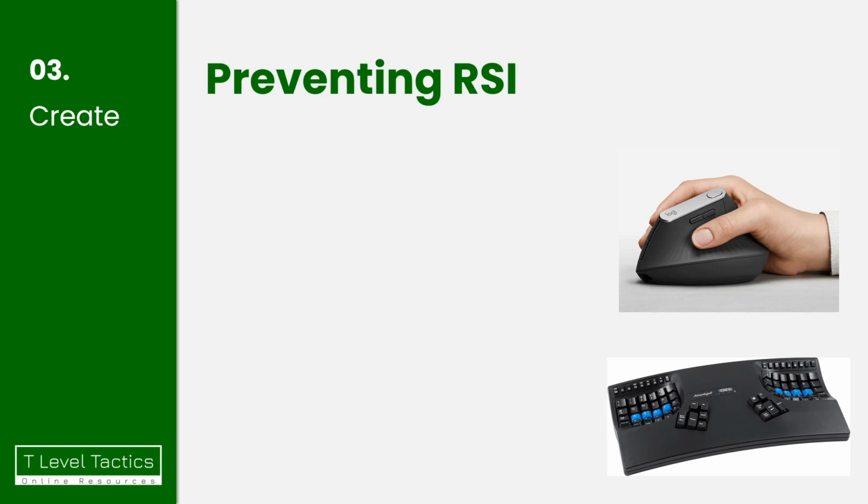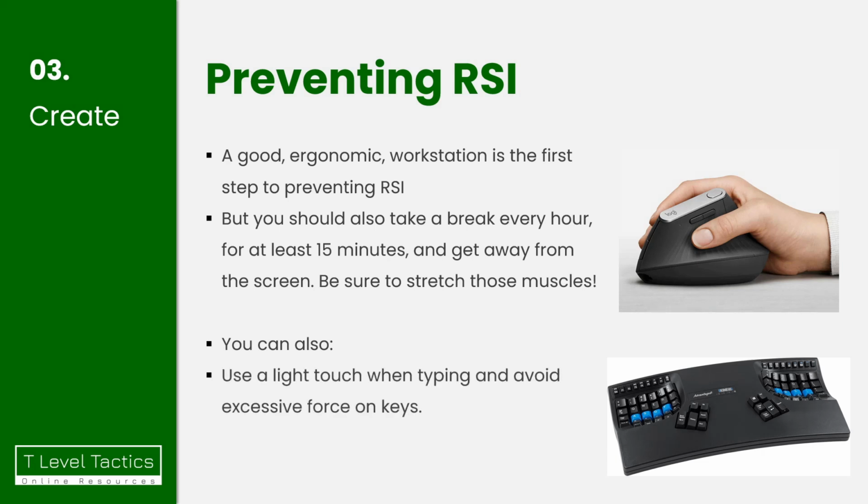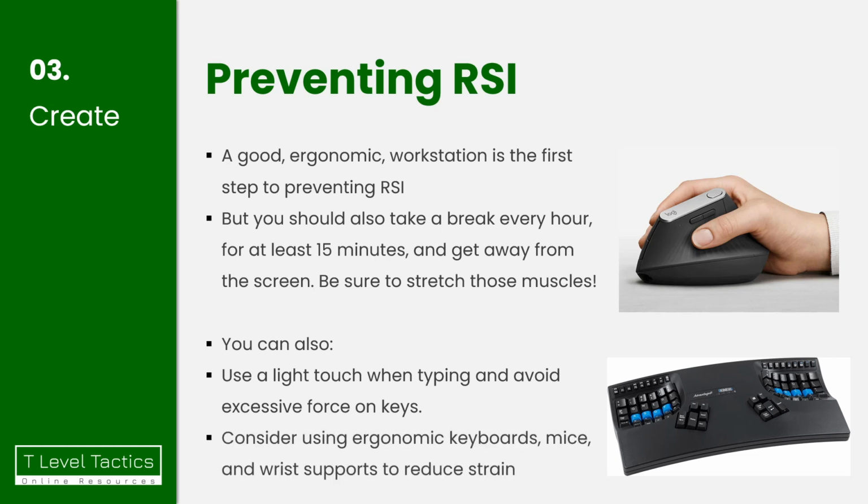In terms of preventing RSI, first step is making sure you have a good ergonomic workstation. But you should also take a break every hour for at least 15 minutes and get away from the screen to make sure you stretch your muscles. You could also try typing a little bit lighter, avoiding any excessive force on keys. And you could consider some of the devices pictured here, ergonomic keyboards and mice, and even wrist supports to reduce strain.